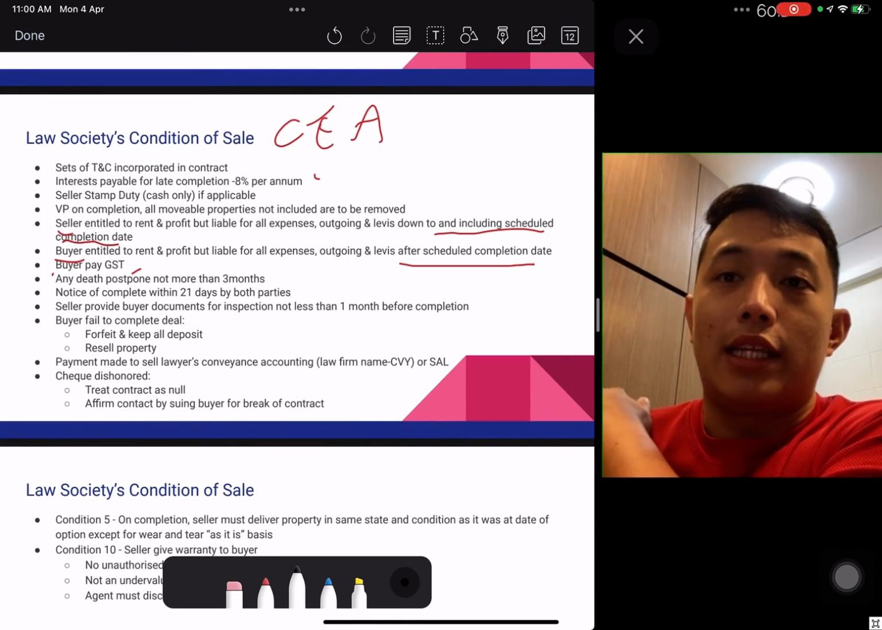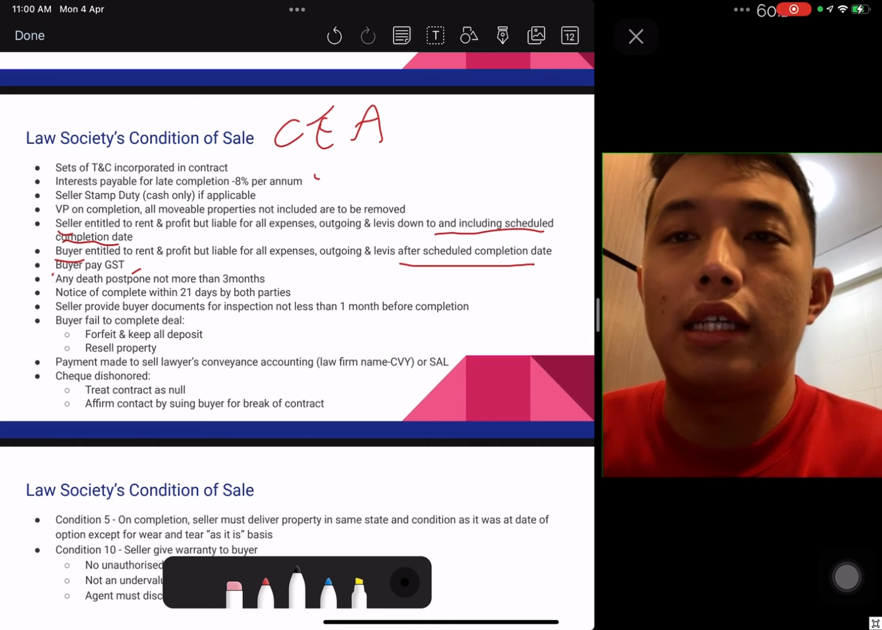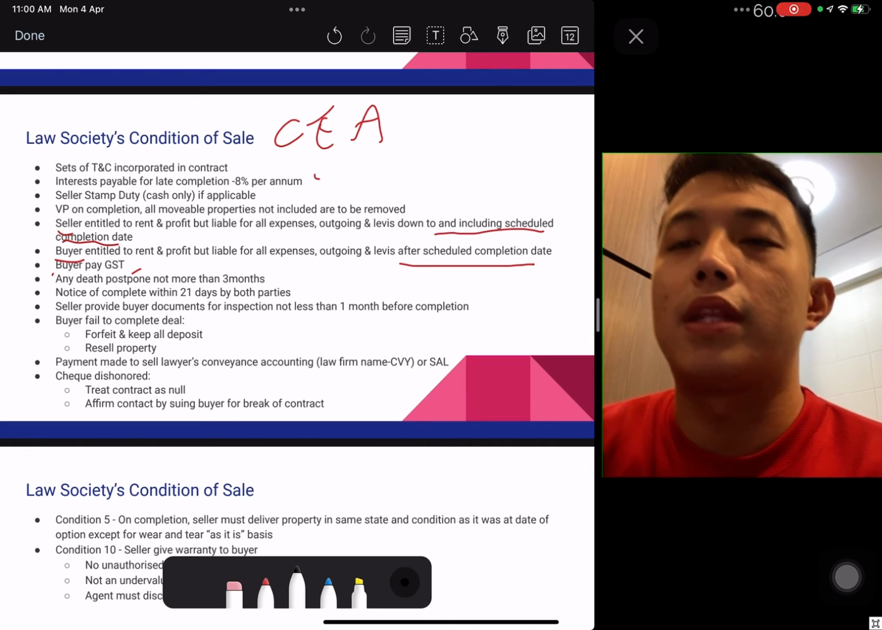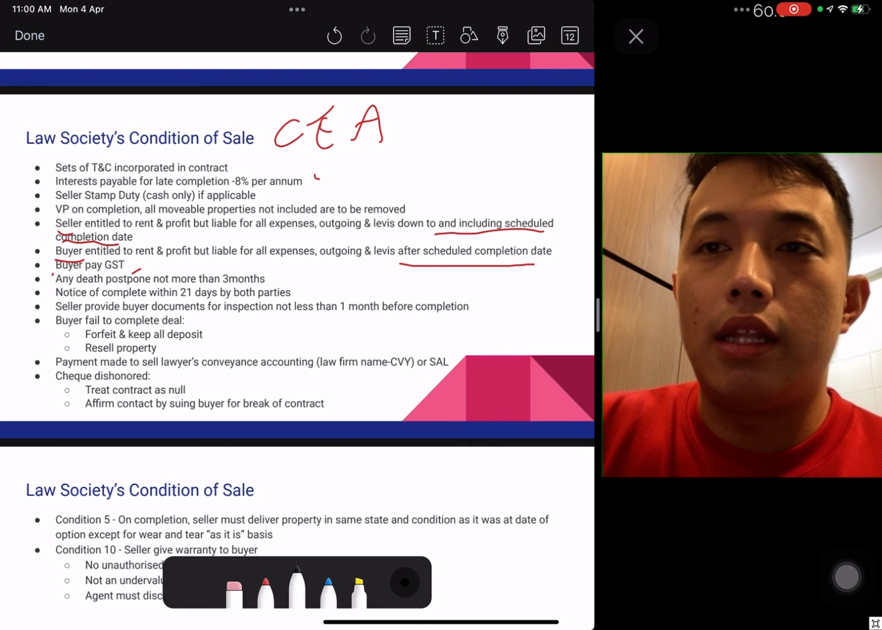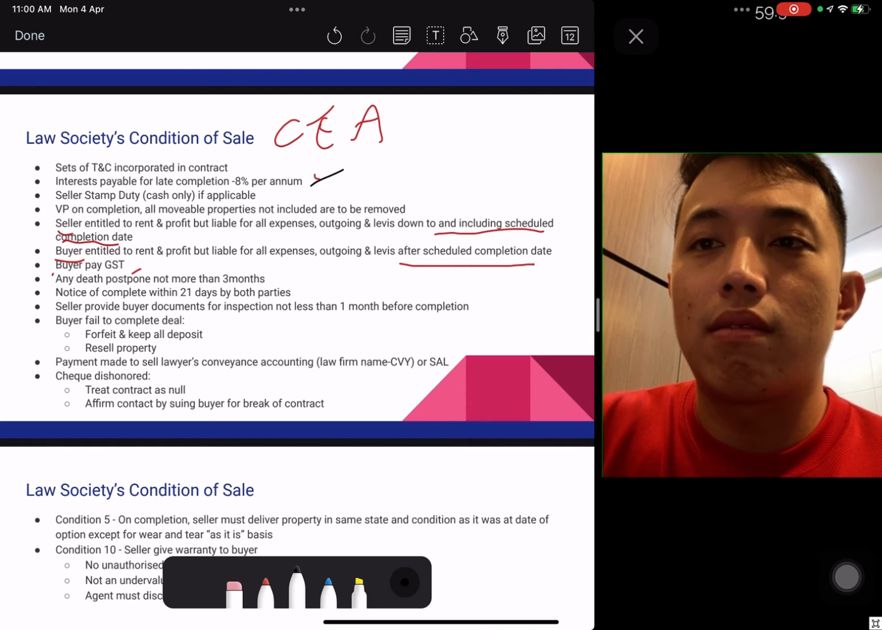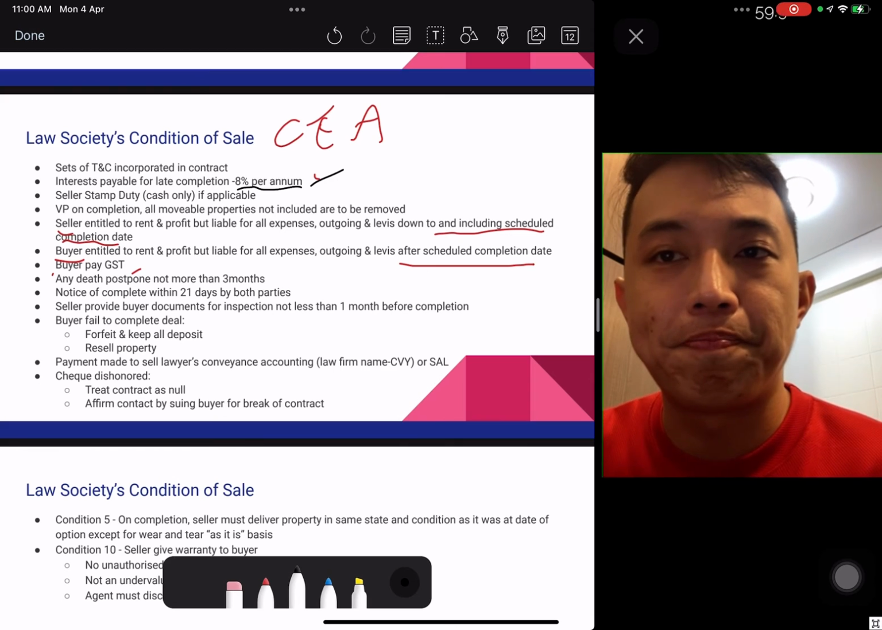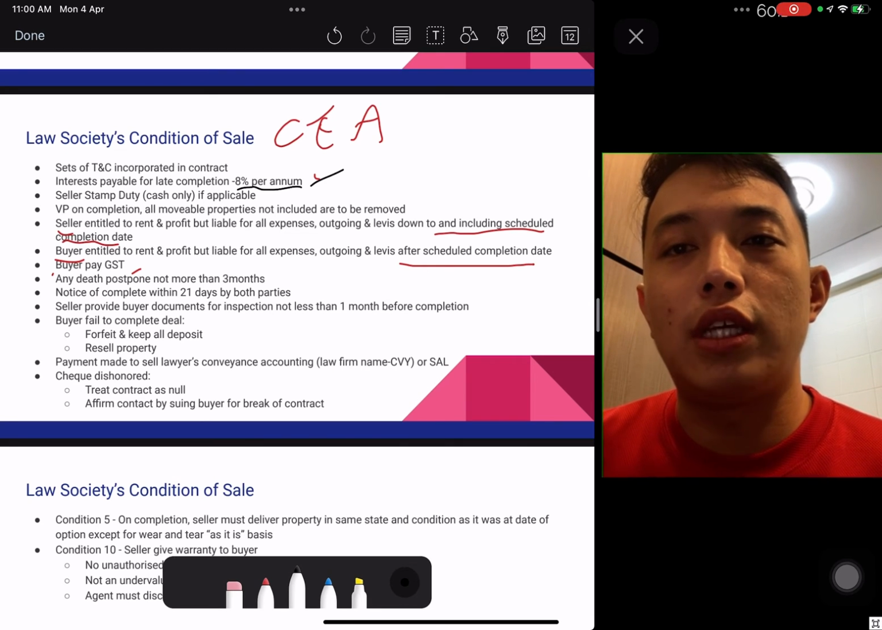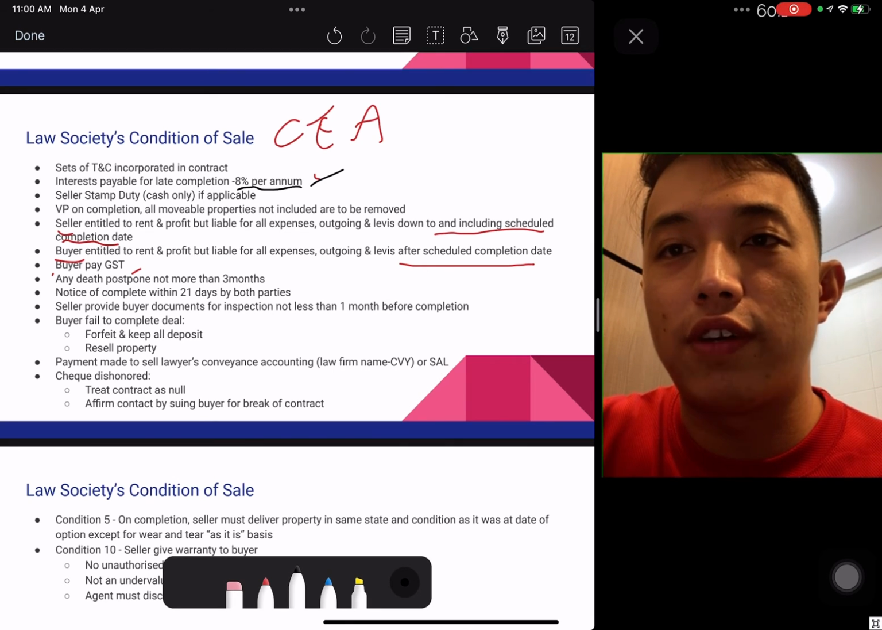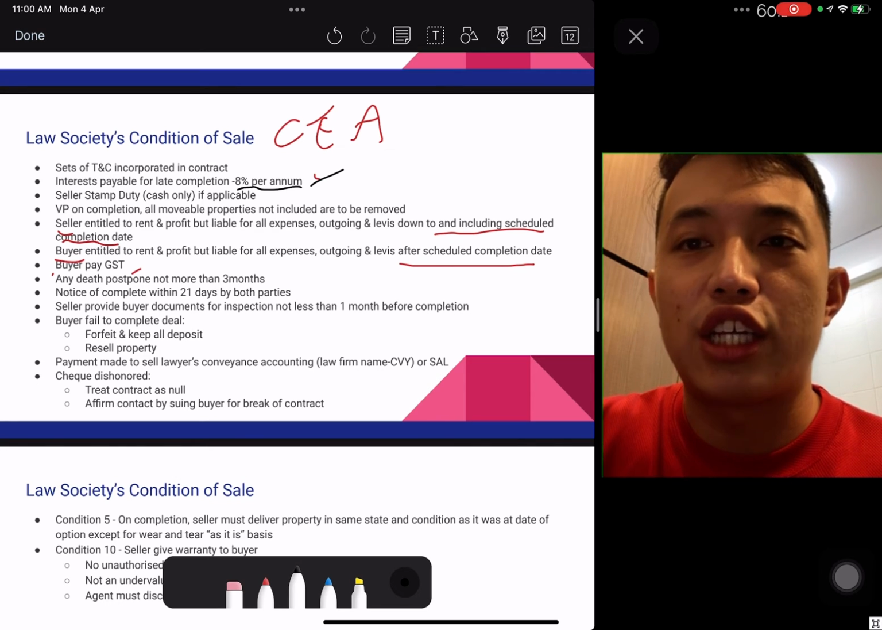Okay, Law Society conditions of sale. As long as it's a completed property, any late completion will be charged 8% per annum. Seller stamp duty is applicable within the first 3 years, and it's cash term only.